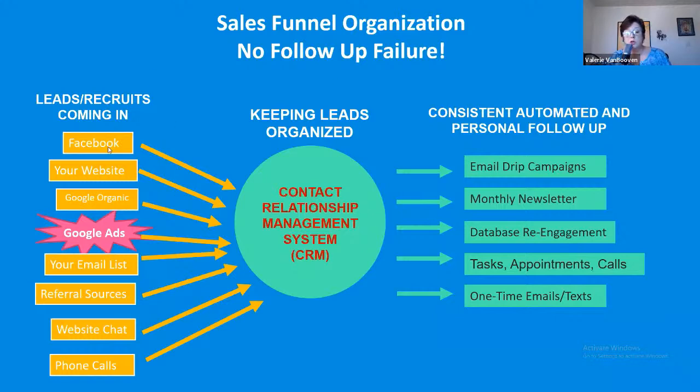So no lead is left behind. No senior left behind, no lead left behind, no adult child of an aging parent is left behind. Everybody is contacted. Everybody is on your list, and they're in some kind of campaign that helps you keep track of them and keeps you top of mind in their eyes. Okay?